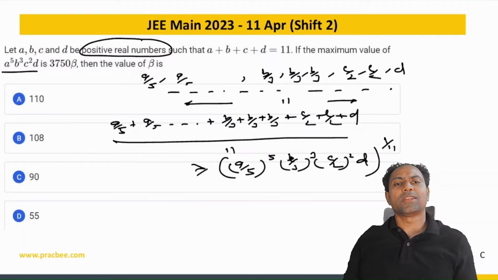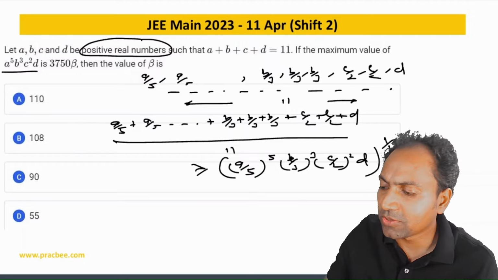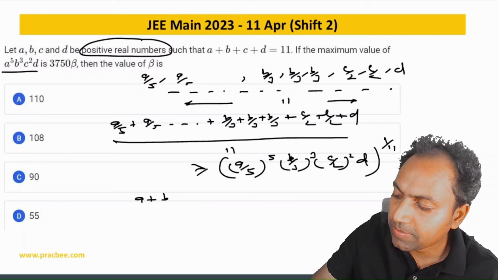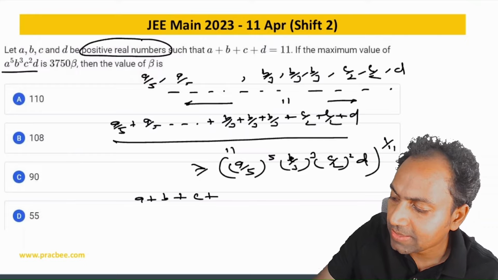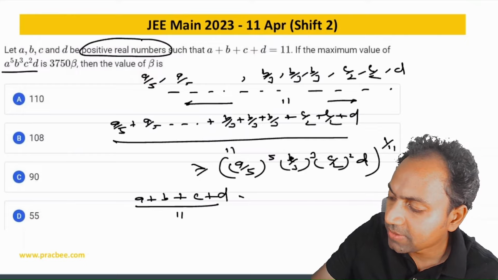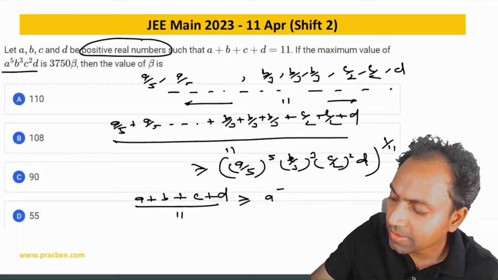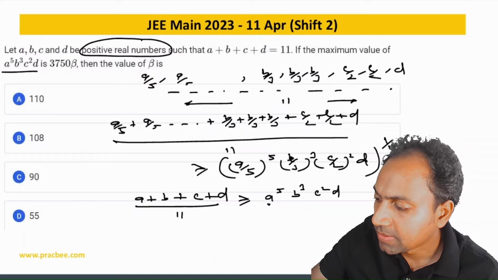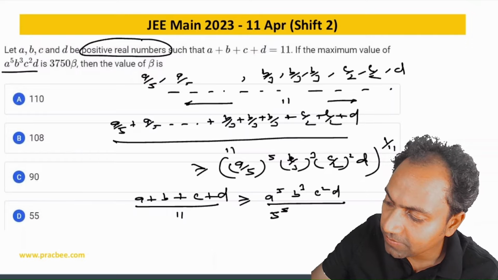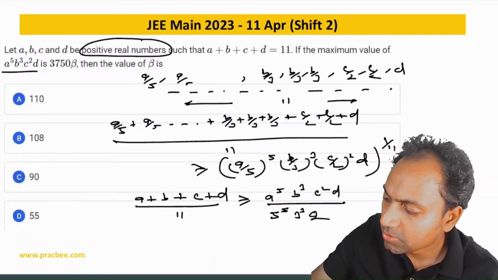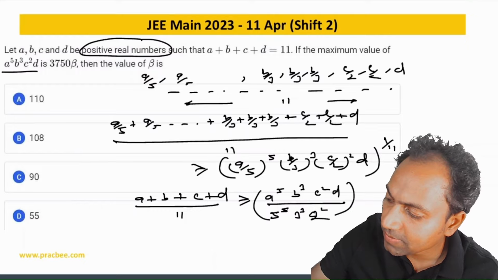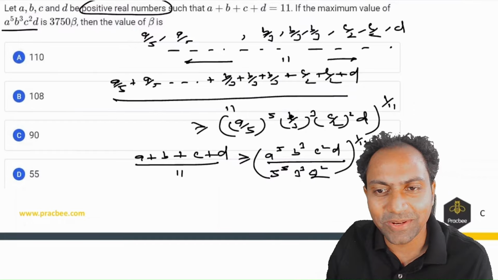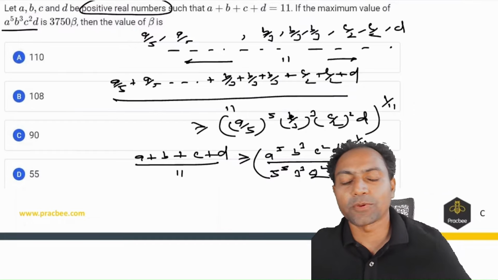Once you have done this, your life becomes very easy because whatever is written on the numerator, this 5 a by 5 will become a, 3 b by 3s will become b, then c and d, divided by 11 is always greater than or equal to a raised to the power 5 b cube c square into d by 5 raised to the power 5, 3 raised to the power 3, 2 square raised to the power 1, all by 11. See, now the numbers are given in such a manner that a plus b plus c plus d is equal to 11. And this will benefit us while solving the problem.